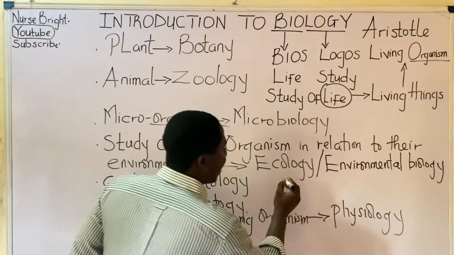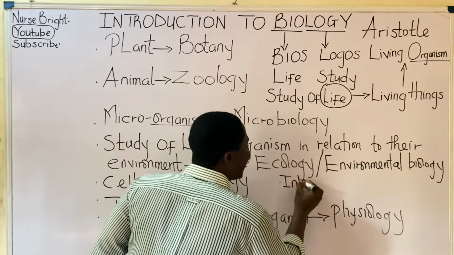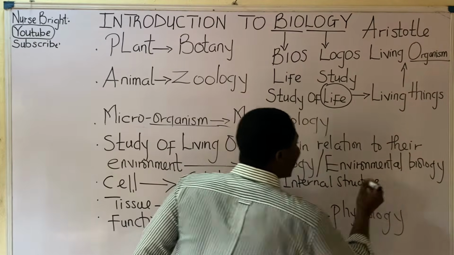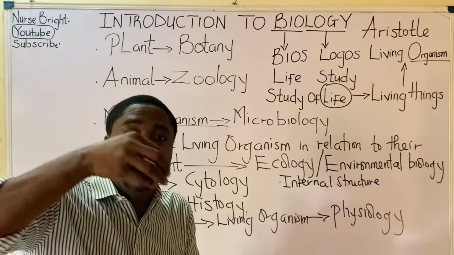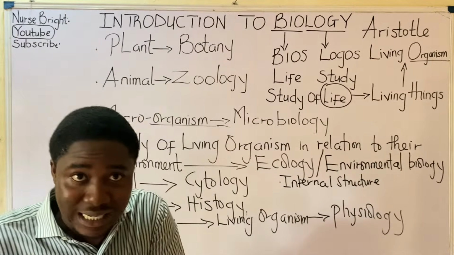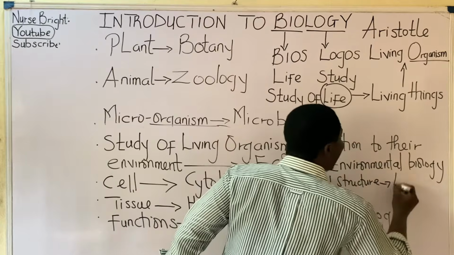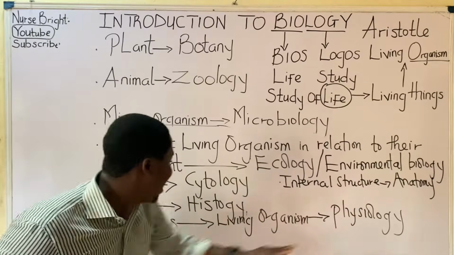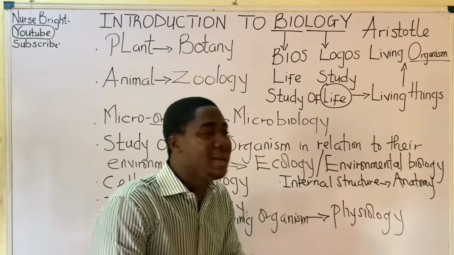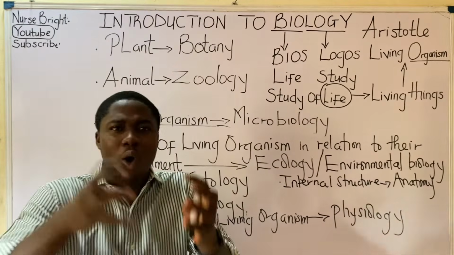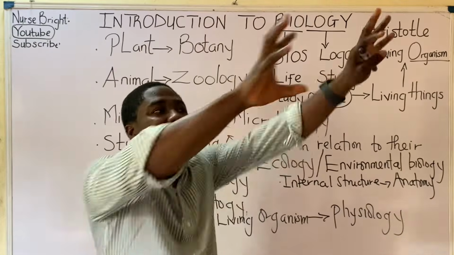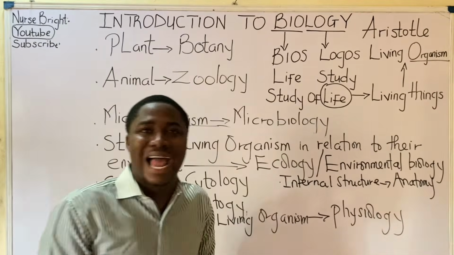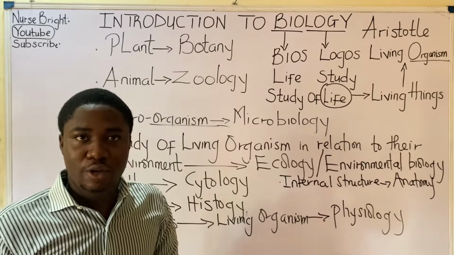But to be specific now, when we study the internal structure of different parts of a living organism, we simply call that anatomy. So if you observe, what's the difference between both of them? Physiology has to do with the functions. Anatomy has to do with the structure. What is the makeup of this particular organ inside the body, internal? That is anatomy. Do you understand?